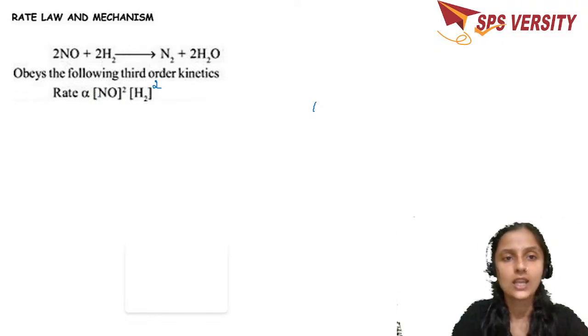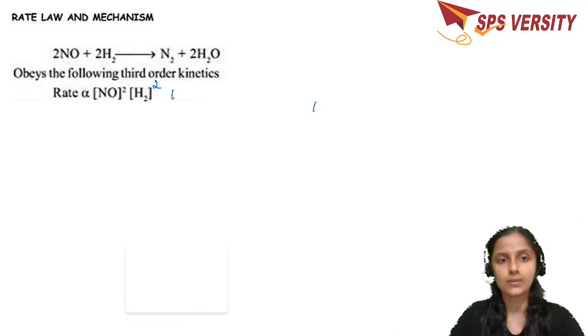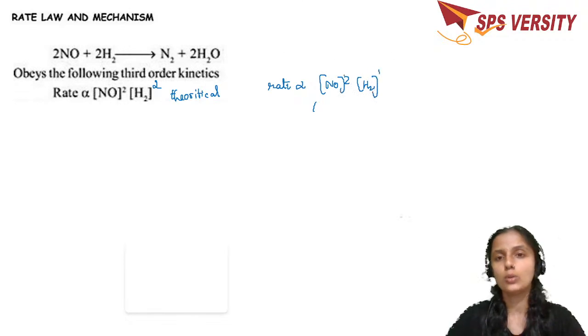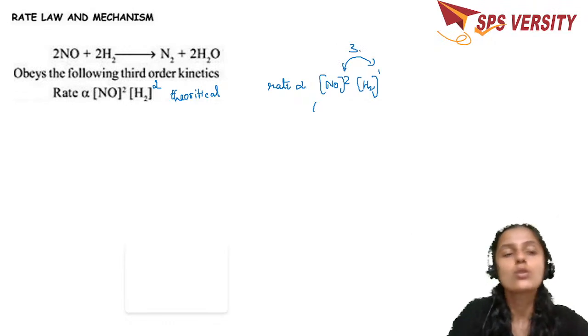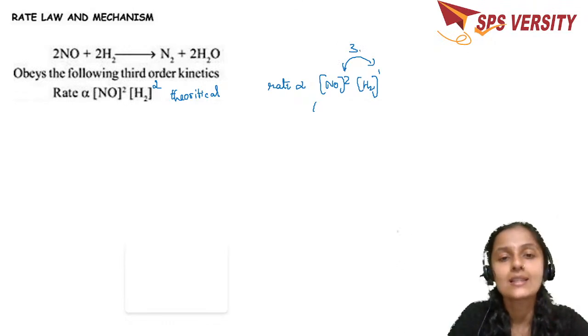How you write it depends on the equation, but this is the theoretical one. If you do it in the lab, you're going to get rate is directly proportional to NO to the power 2, H2 to the power 1. So 2 plus 1 gives you the order of the reaction, that's nothing but 3. So you can tell this follows third order kinetics.